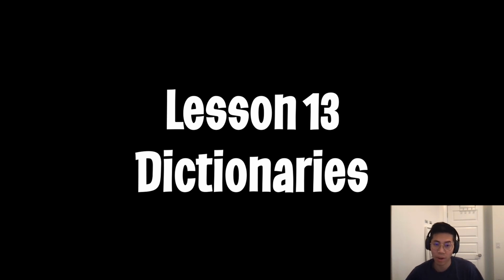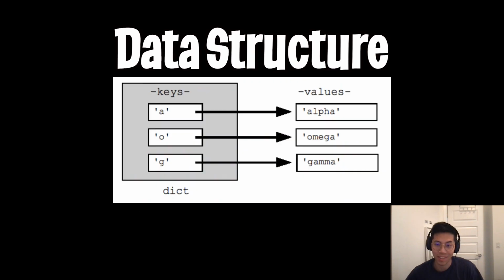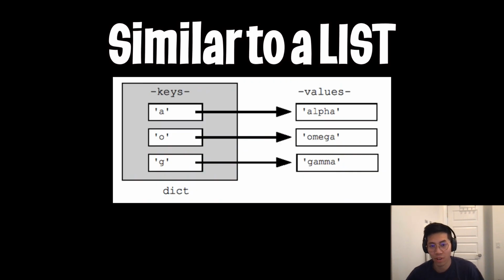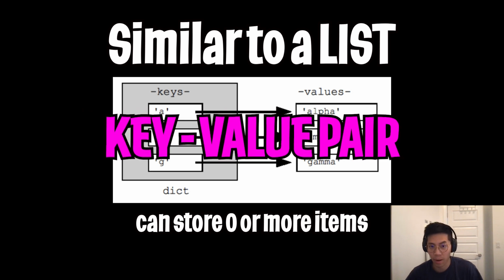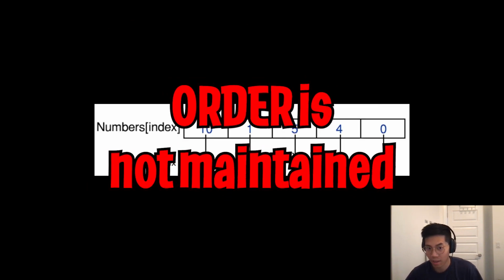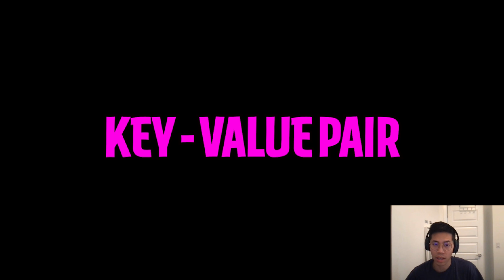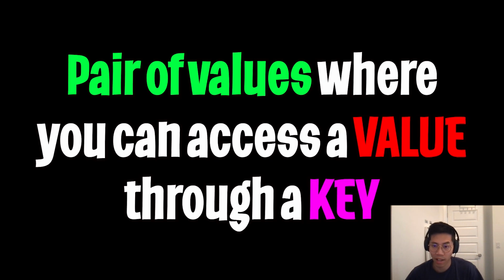Today, we're going to talk about dictionaries. Not this dictionary, but the data structure. A dictionary is similar to a list where it can store 0 or more items as a key-value pair, but the order is not maintained. A key-value pair is basically a pair of values where you can access a value through a key.